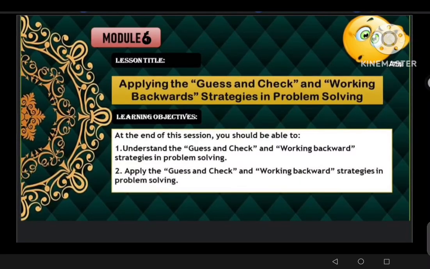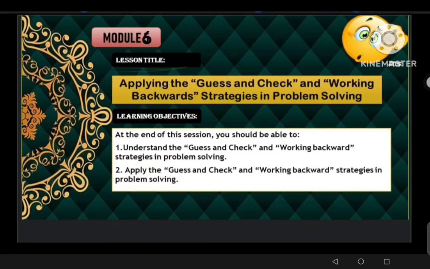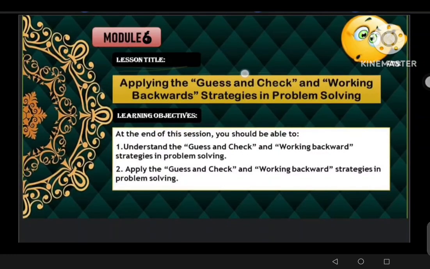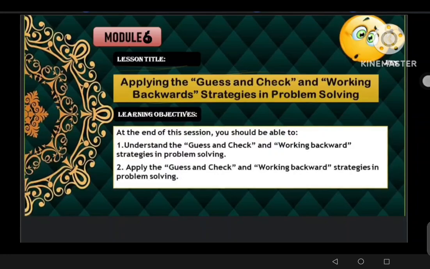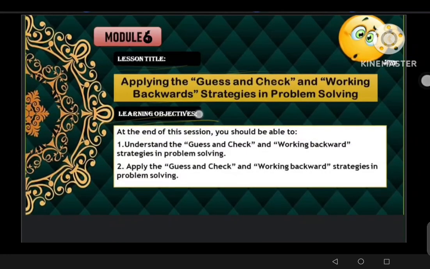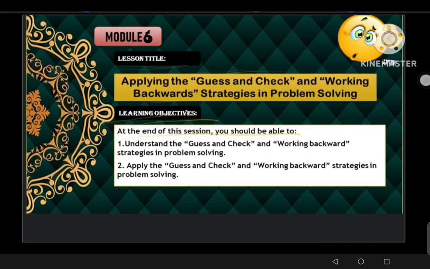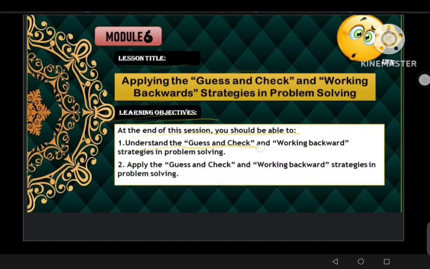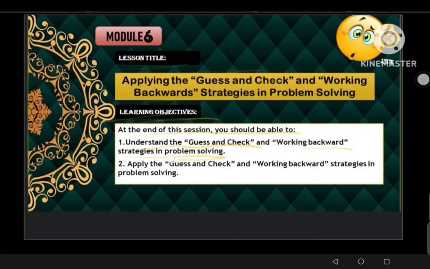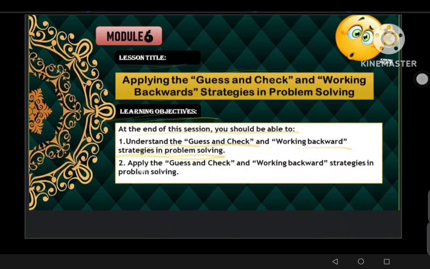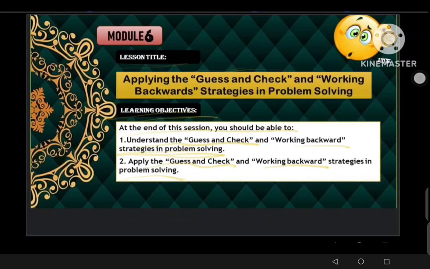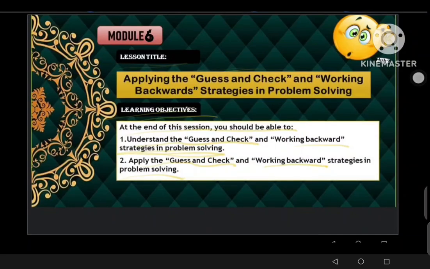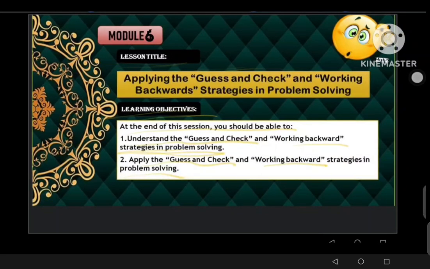We have here our lesson title, Applying Guess and Check and Working Backward Strategies in Problem Solving. And we also have our learning objectives. At the end of this session, you should be able to understand guess and check and working backward strategies in problem solving. And also, you're going to apply guess and check and working backward strategies in problem solving. So we will have our different examples later on.